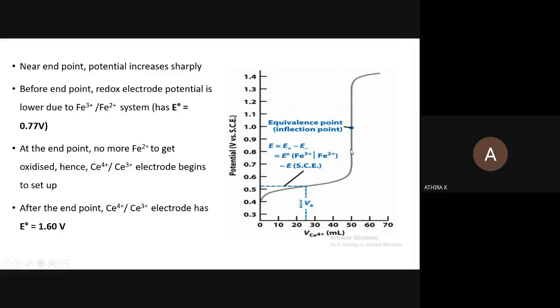Then how can we determine the end point? We have this straight line and half of this value, exact half of this value will give you the end point. Here we are not noting the color change. We are noting the end point based on this graph.